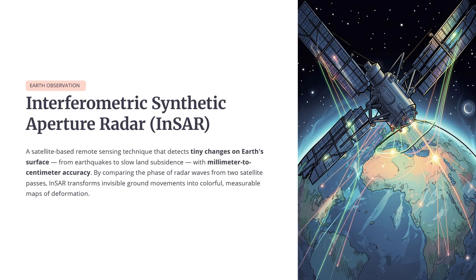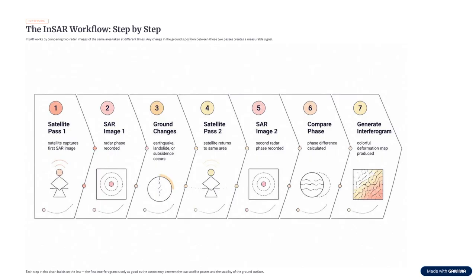InSAR basically stands for Interferometric Synthetic Aperture Radar. InSAR is a satellite based remote sensing technology that helps scientists monitor tiny changes on Earth's surface. These changes can be caused by earthquakes, volcanoes, landslides, or even the slow sinking of cities. The amazing part is that it does all of this without touching the ground. It simply uses radar signals sent from space.